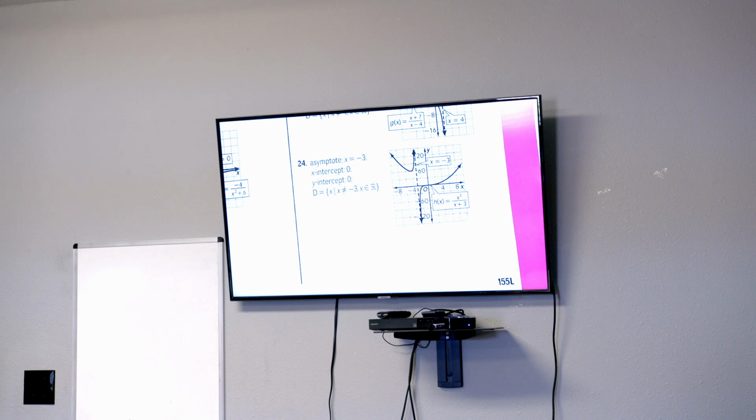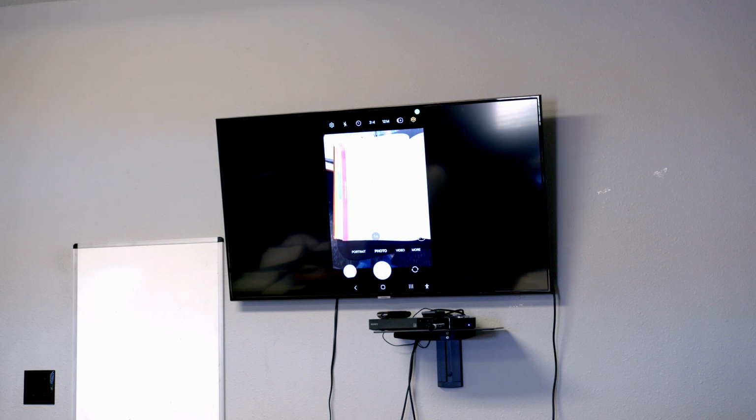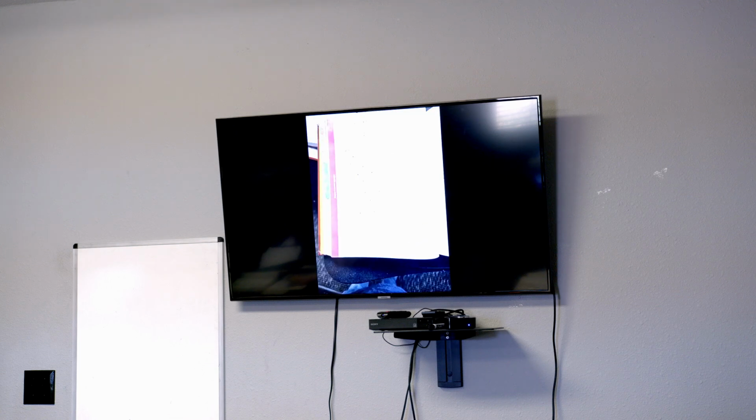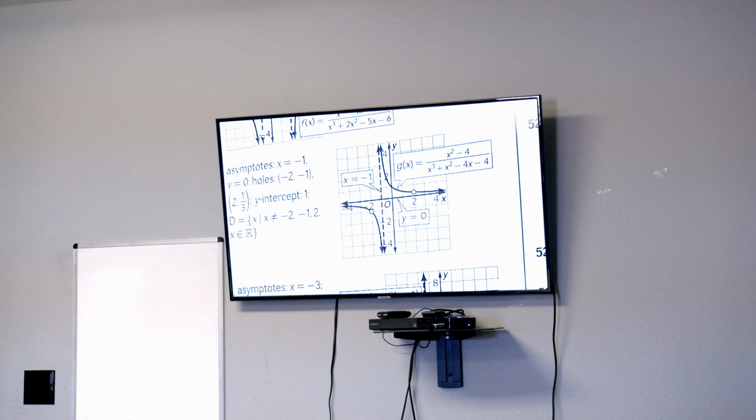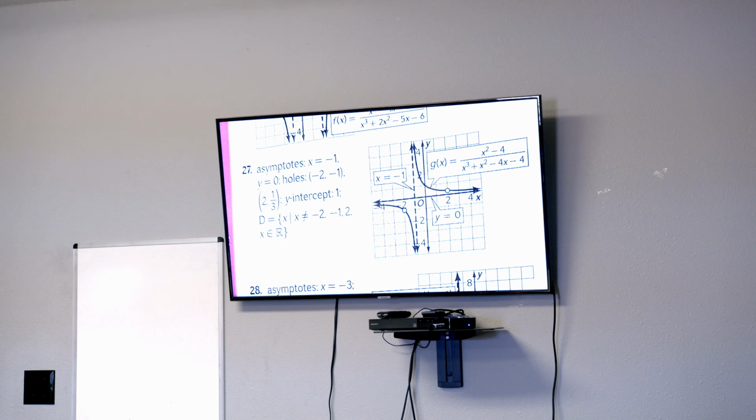Number 26, no, not 26, 27. Oh, it's another picture. Gotta turn the page. Looks like this. 27 looks like that guy. Notice that there are some holes in there.